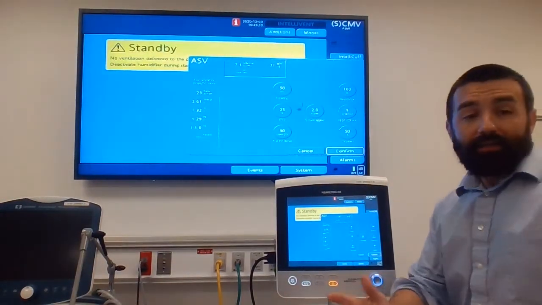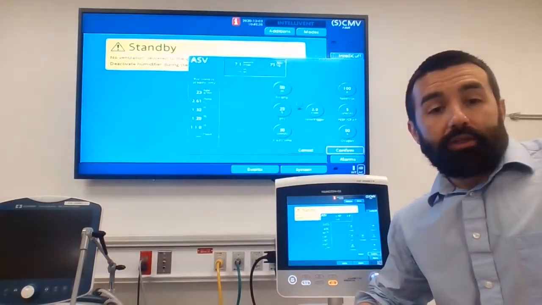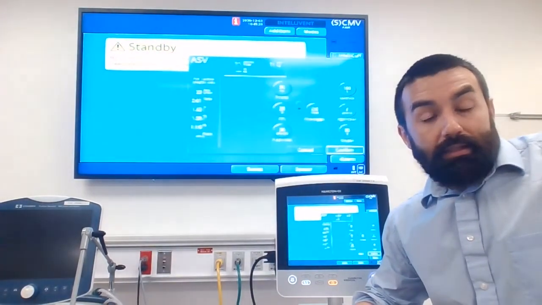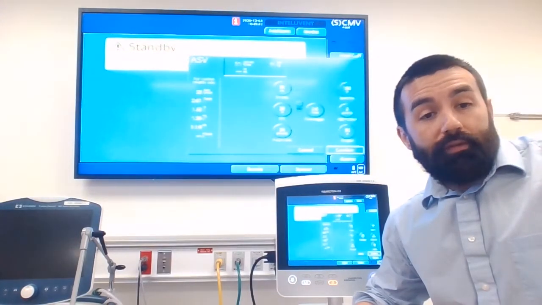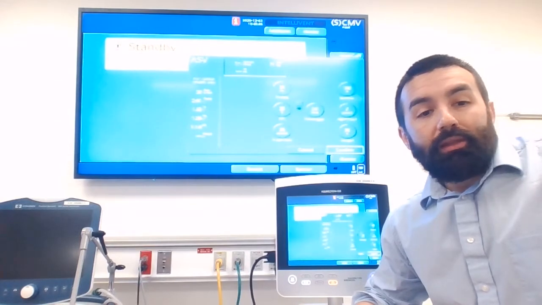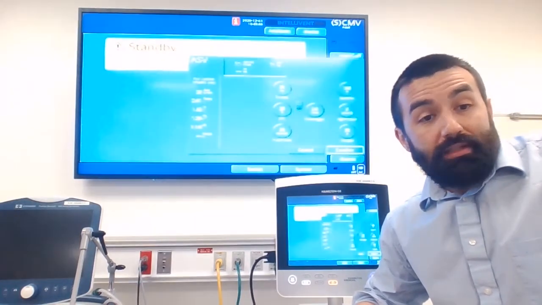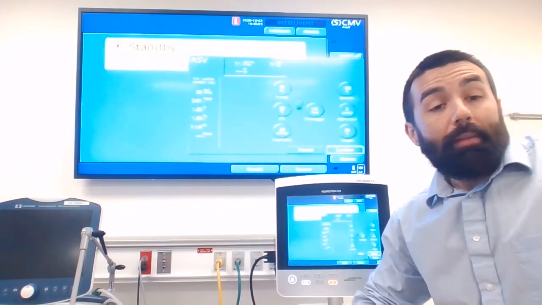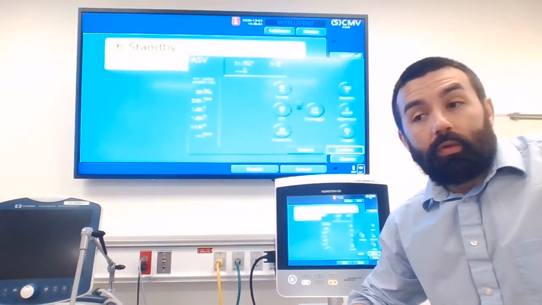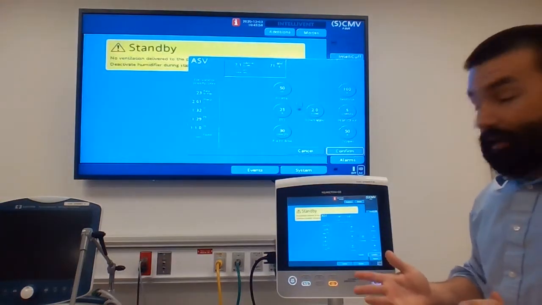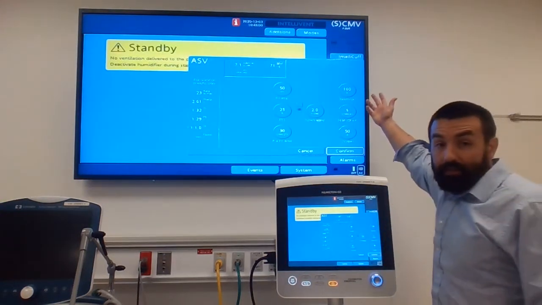In ASV, the ventilator is ultimately choosing the tidal volume and the respiratory rate that it sees as sufficient and appropriate for that patient to maintain lung protective ventilation. It looks at that patient's compliance and resistance and time constants and comes up with what it considers an optimal combination of those variables to achieve a certain minute ventilation. So what we do set is percent minute ventilation. You can see that up here.